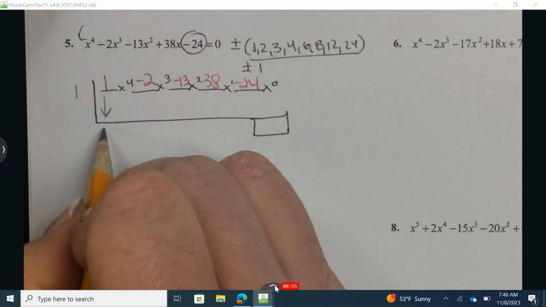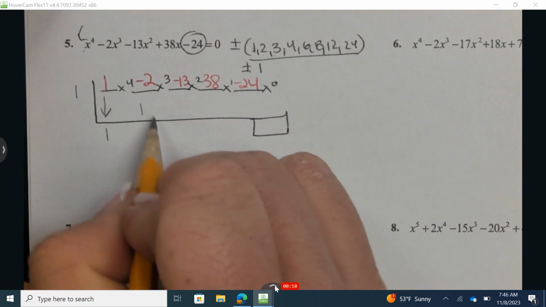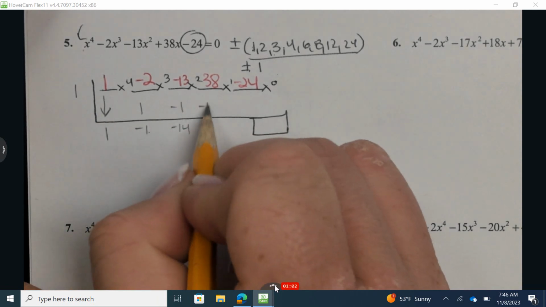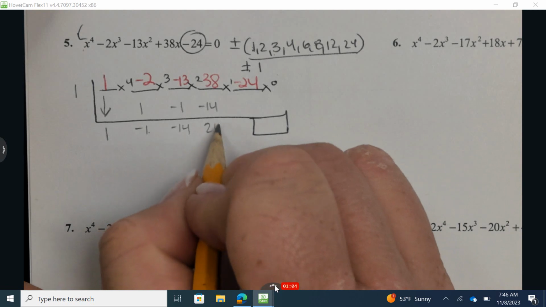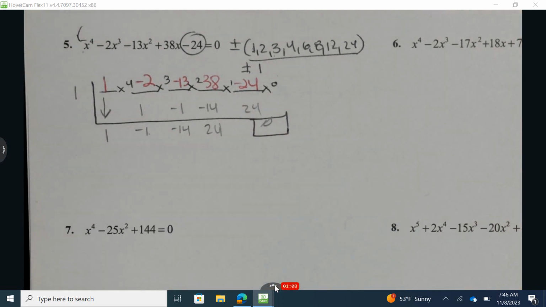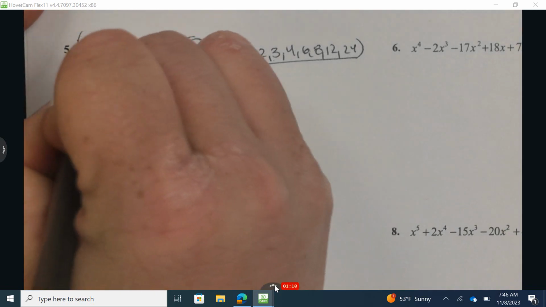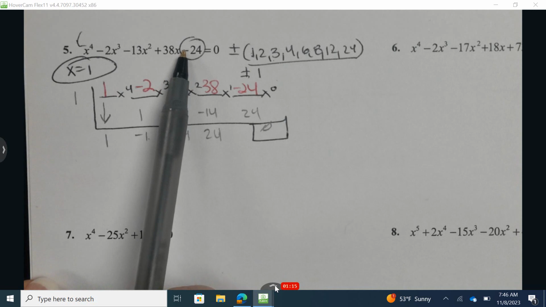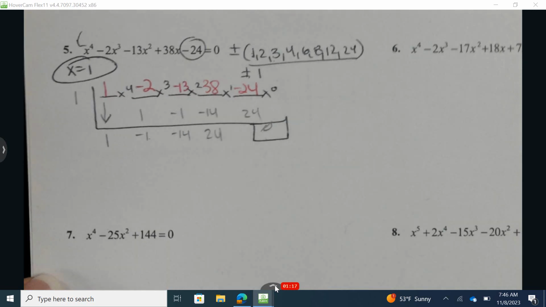Drop down the first number, multiply, add down, multiply, add down, multiply, add down, multiply. This works. 1 works. So this is good. Of the 4, I know that one of the solutions is 1. If I substitute 1 into this polynomial equation, I get a solution of 0.